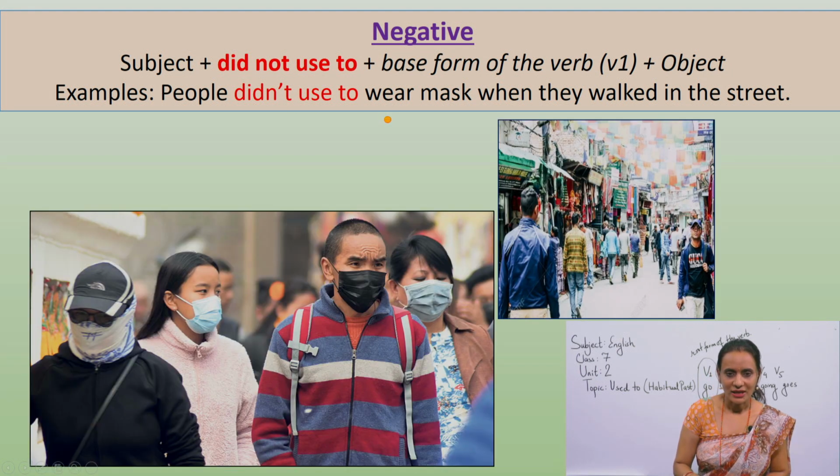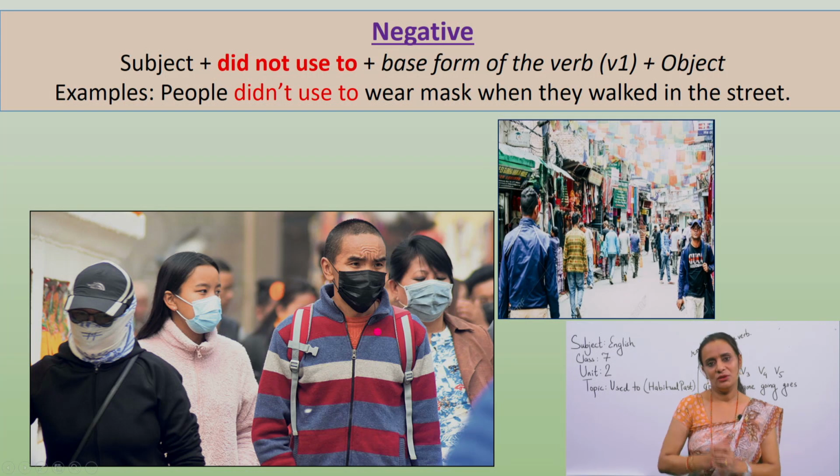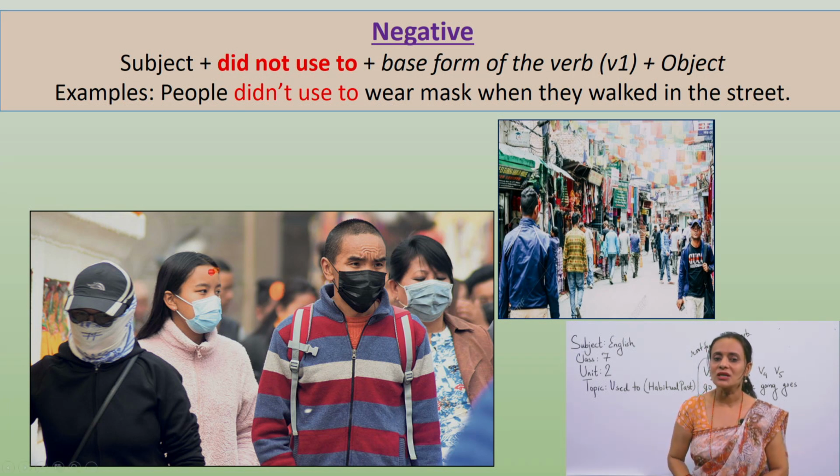Now, you can see the pictures also. All of you know about our current situation because of COVID-19. We have to wear masks nowadays. So, this is the current situation, and this is the past situation, past habit, and this is the present habit. You can see it here. Now one more example of negative form.